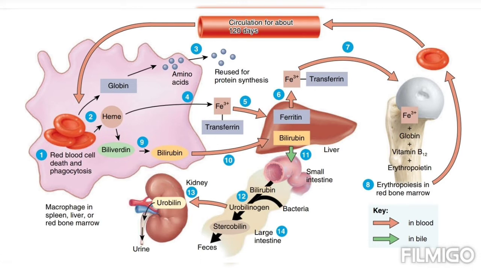In the ninth step, when the iron is removed from the heme, the non-iron portion of the heme will be converted into biliverdin, a green pigment, and then this biliverdin is turned into bilirubin, which is a yellow-orange pigment. In the tenth step, bilirubin enters the blood and is transported to the liver. Within the liver, this bilirubin is released by the liver cells into bile, which then passes into the small intestine and then into the large intestine.